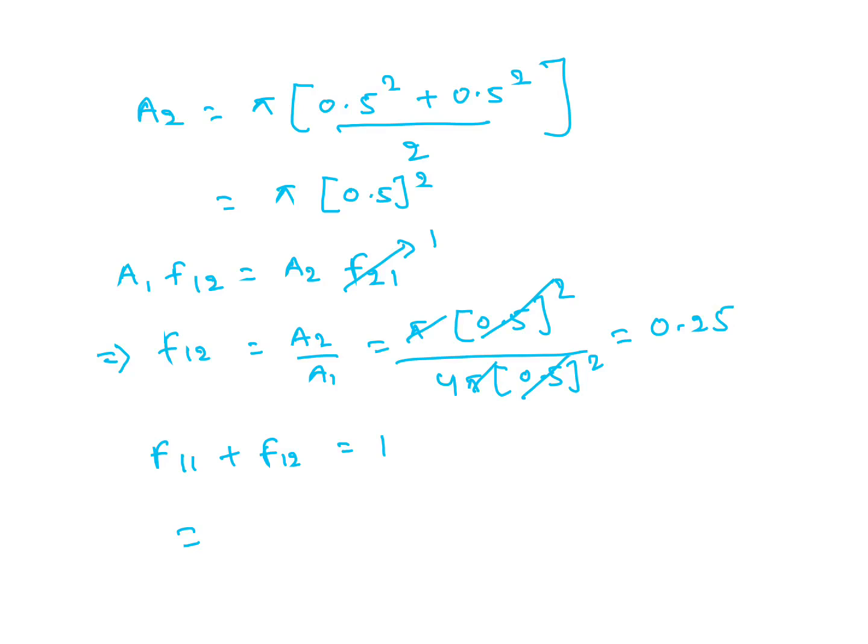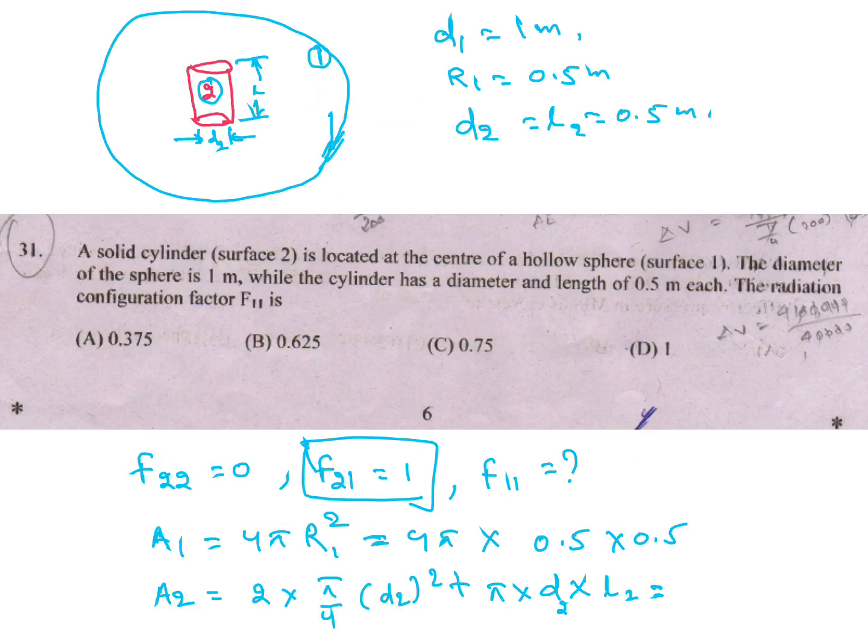We have to calculate F11. 1 minus F12. F12 we already got. 1 minus 0.25. So 0.75 is the answer. From option C is the answer. Little bit time taking.